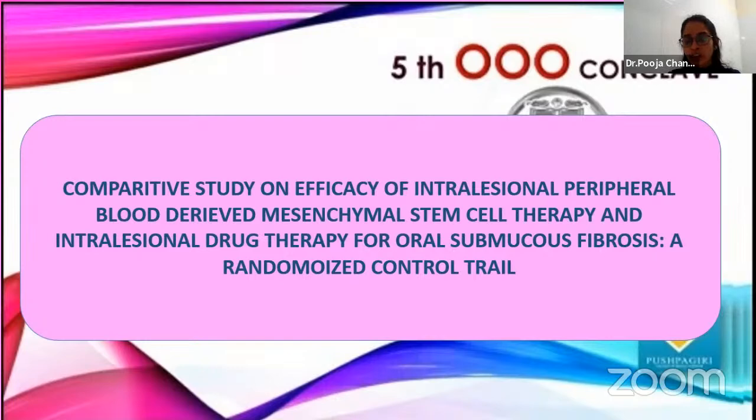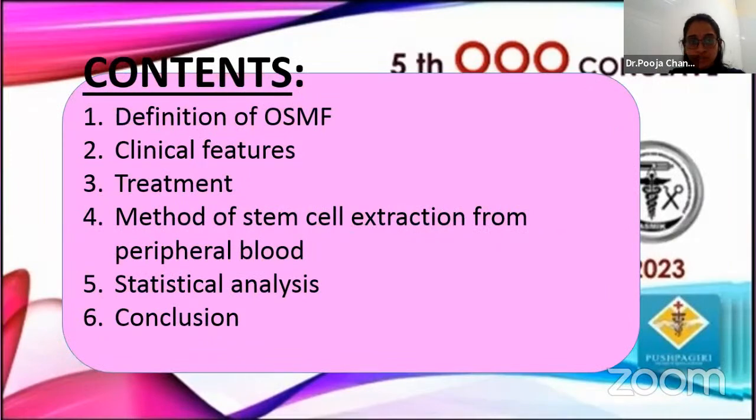And we already are aware of the etiological factors of oral submucous fibrosis. It might be tobacco chewing, areca nut, and smoking, chilies, nutritional deficiency, and immunological disorders. And I am here with my presentation on the comparative study on the efficacy of intralesional peripheral blood-derived mesenchymal stem cell therapy and intralesional drug therapy for oral submucous fibrosis. It is a randomized controlled trial.